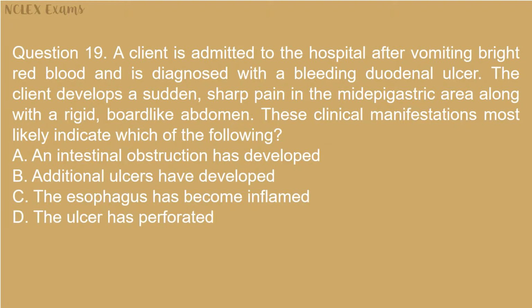Question 19. A client is admitted to the hospital after vomiting bright red blood and is diagnosed with a bleeding duodenal ulcer. The client develops a sudden, sharp pain in the mid-epigastric area along with a rigid, board-like abdomen. These clinical manifestations most likely indicate which of the following? A. An intestinal obstruction has developed. B. Additional ulcers have developed. C. The esophagus has become inflamed. D. The ulcer has perforated.